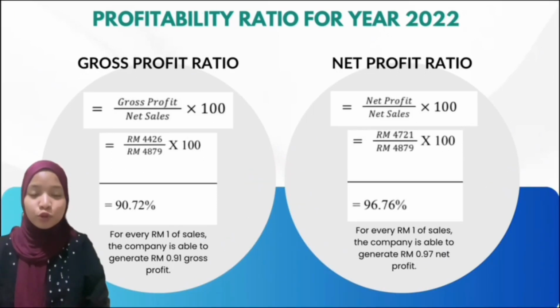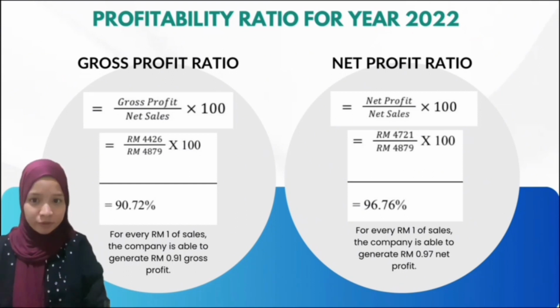Now we move to 2022. Gross profit ratio, we got 90.72%. That means for every 1 ringgit of the sales, the company is able to generate 91% gross profit. For the net profit ratio in 2022, we got 96.76%. That means for every 1 ringgit of the sales, the company is able to generate 97 cents net profit.